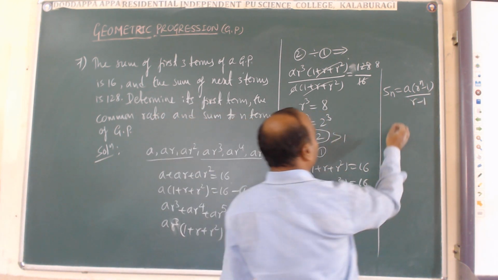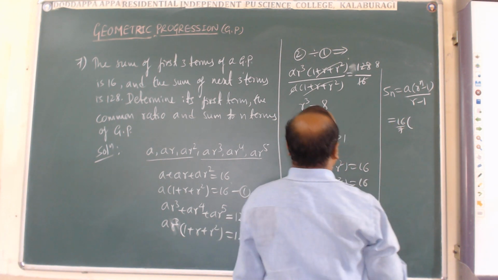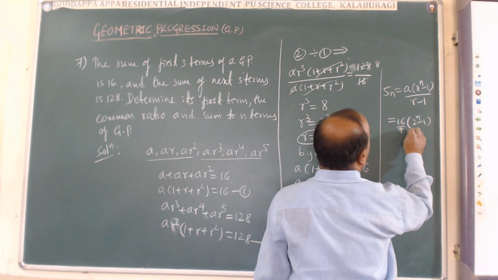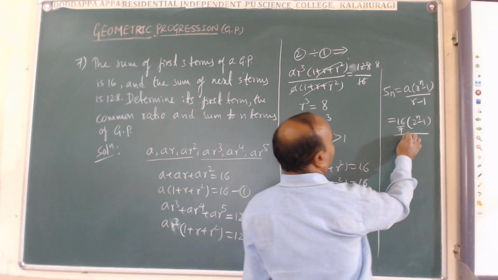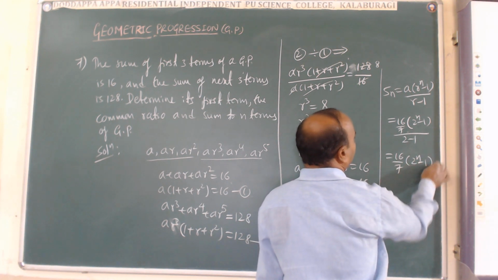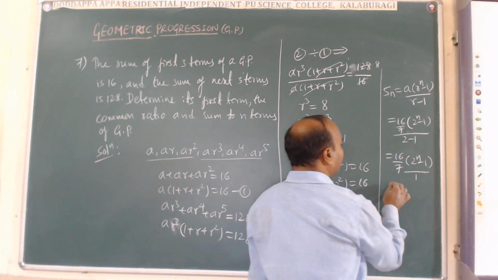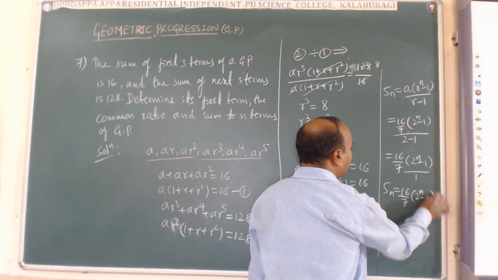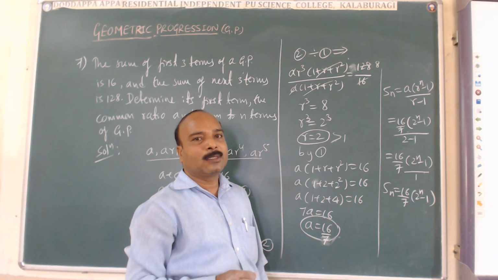Substituting the values, a as 16/7 into r value is 2, raised to n minus 1, divided by r minus 1, that is 2 minus 1. So it is 16/7 into (2^n - 1). Here 2 minus 1 is 1. Therefore Sn = 16/7 (2^n - 1). It is the sum to n terms of the given geometric progression.